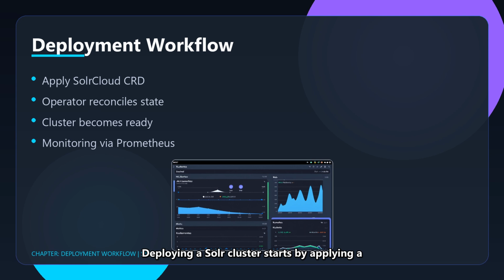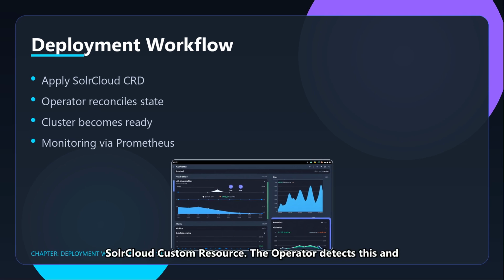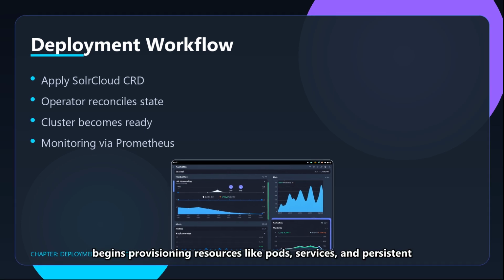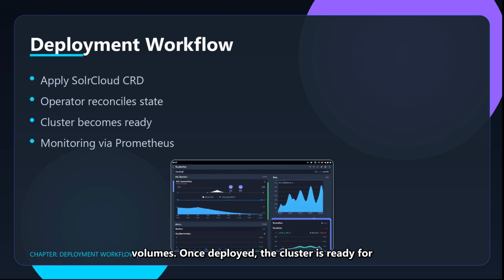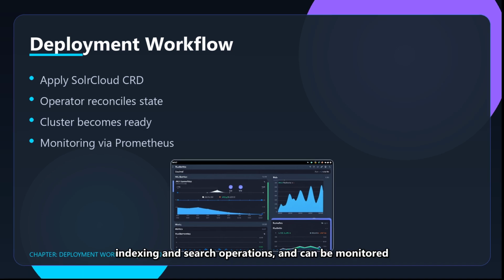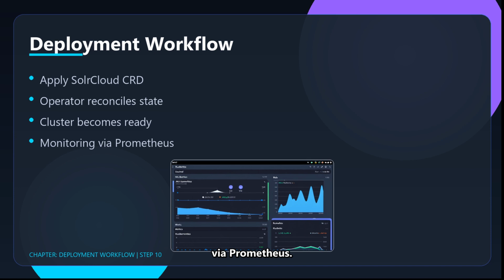Deploying a Solr cluster starts by applying a SolrCloud custom resource. The operator detects this and begins provisioning resources like pods, services, and persistent volumes. Once deployed, the cluster is ready for indexing and search operations and can be monitored via Prometheus.